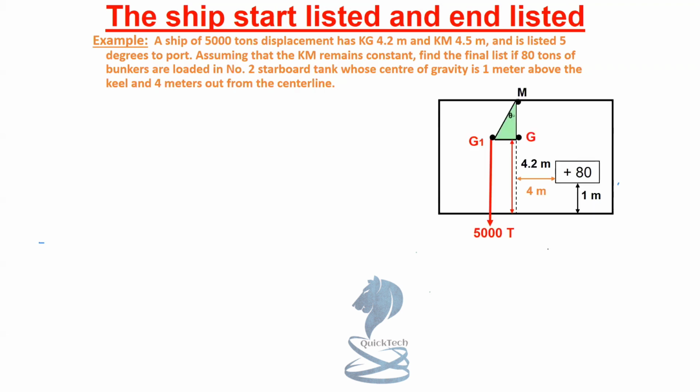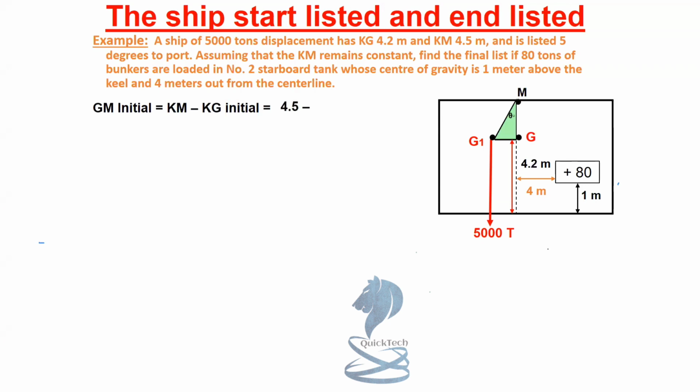So as we can see in the diagram, the displacement is 5000 tons, which is to the port side from point GG1, as the vessel is already listed 5 degrees to the port. KG is given as 4.2 meters initial and KM 4.5 meters. KM remains constant throughout, and now 80 tons of bunkers is loaded in number 2 starboard tank, that is 1 meter above the keel and 4 meters from center line.